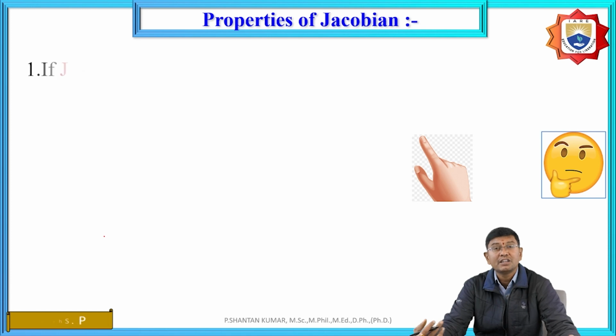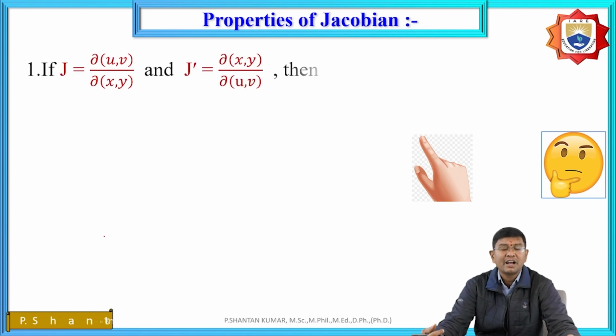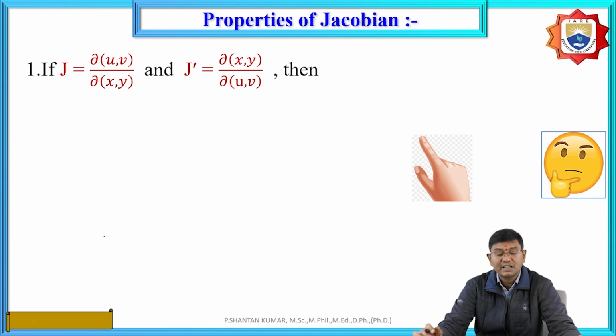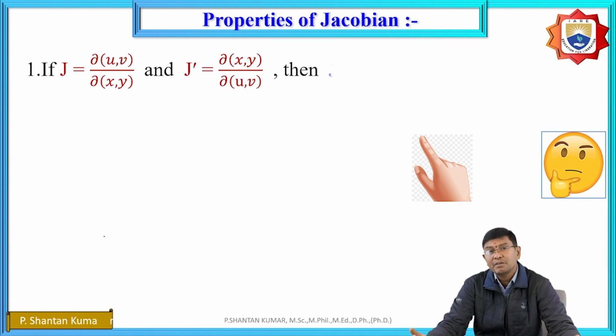Now the properties of the Jacobian. The first property: J is equal to, for example, ∂(u,v) by ∂(x,y), and J dash is the reciprocal, that is, the reverse, ∂(x,y) by ∂(u,v). With the help of this, the main condition is J into J dash is equal to 1. Here it is always conditional.